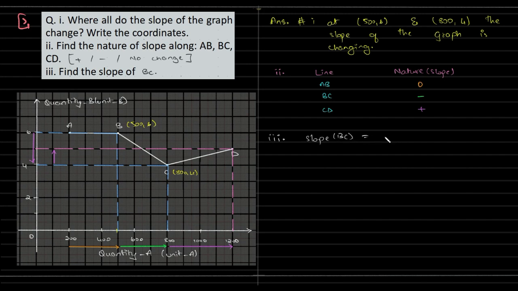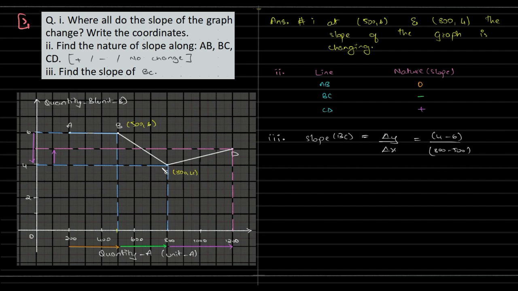To find the slope of BC, we're looking at change along y divided by change along x. So what is the change along y from B to C? Change along y is from 6 to 4. We need to subtract 4 minus 6. Change along x is 500 to 800, so 800 minus 500. Again, remember, we have to subtract whatever the point is going towards. B to C is the one which we are looking at.